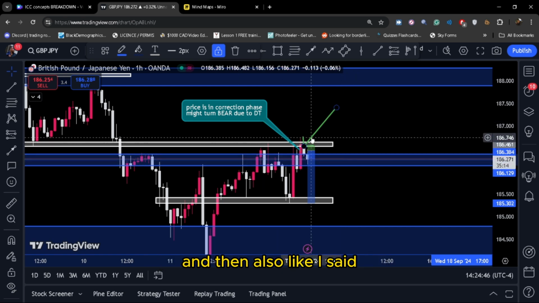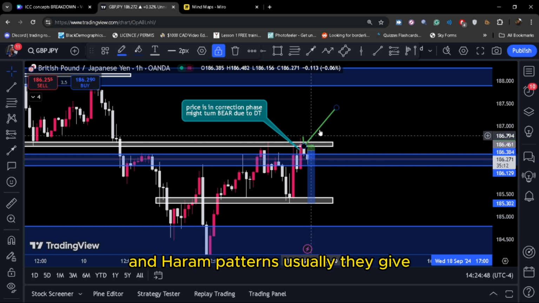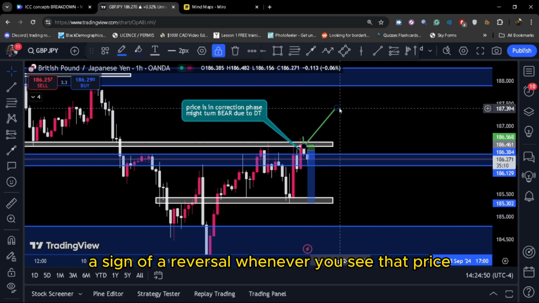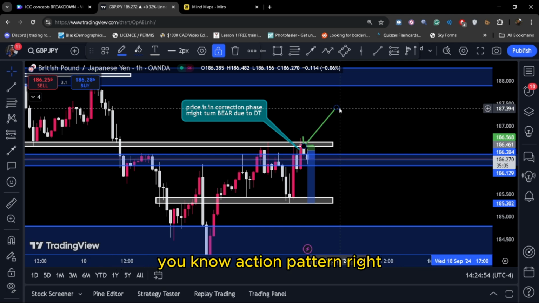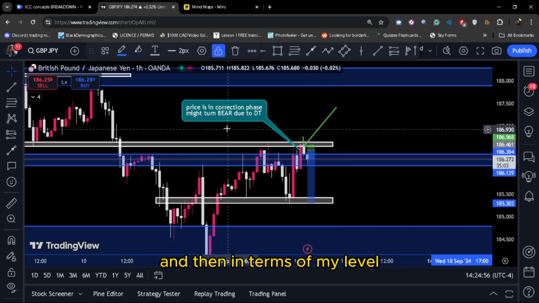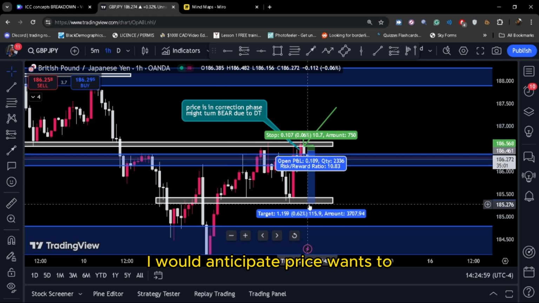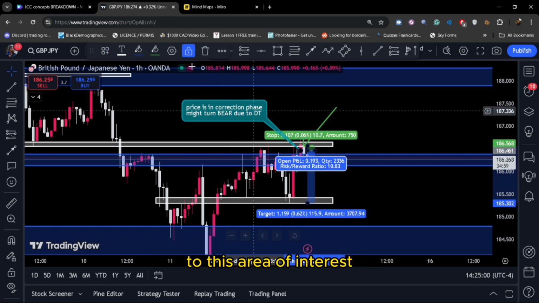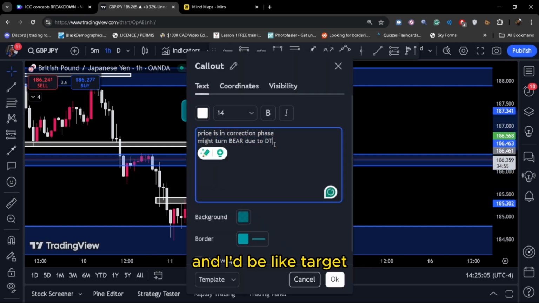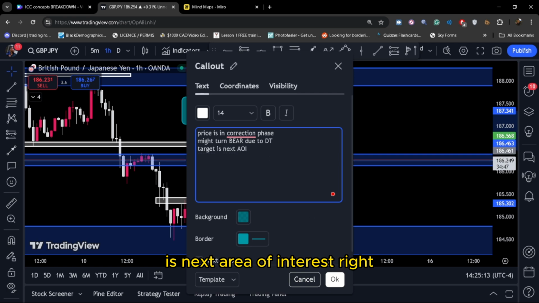And then also, like I said, the entry is the Harami pattern, and Harami patterns usually give a sign of a reversal whenever you see that price action pattern, right? And then in terms of my level, I would anticipate price wants to come all the way to this level here, to this area of interest. This would be my target right there, and I'd be like, target is next area of interest, right?